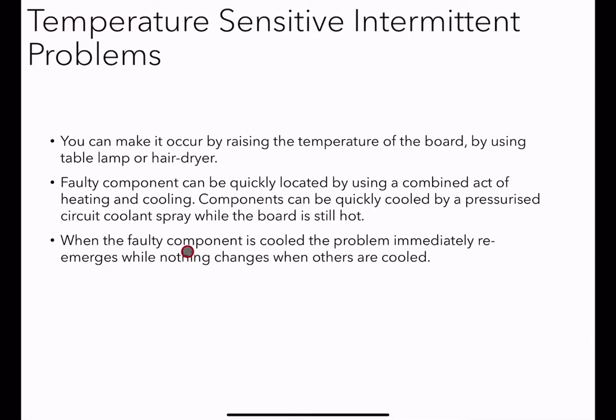So when we are cooling down component by component, as soon as the faulty component is cooled, the same problem will immediately re-emerge, and we can conclude that this component is actually faulty, which is causing that problem.